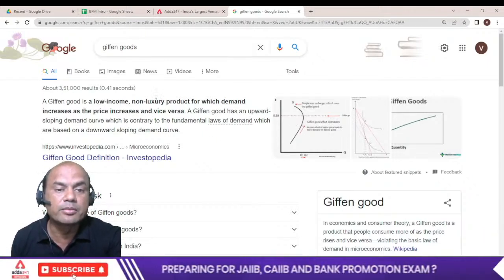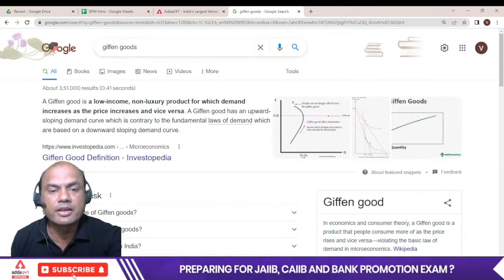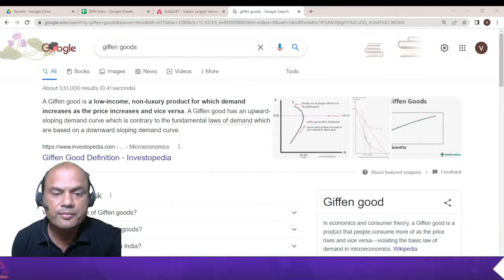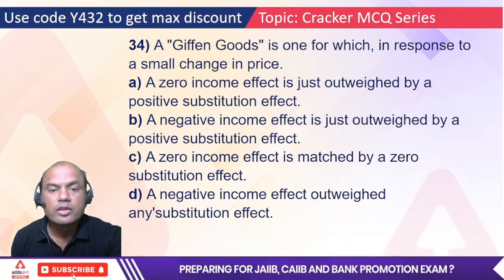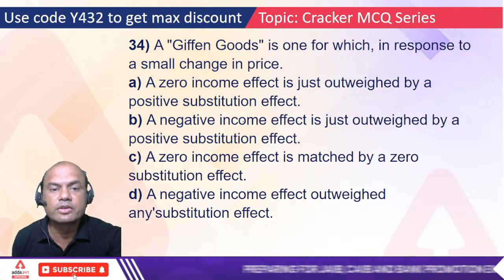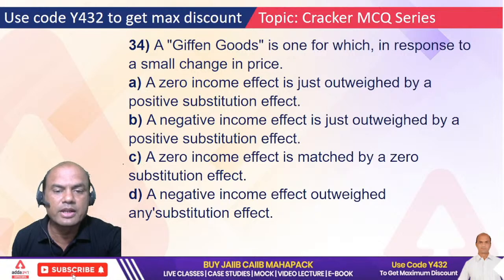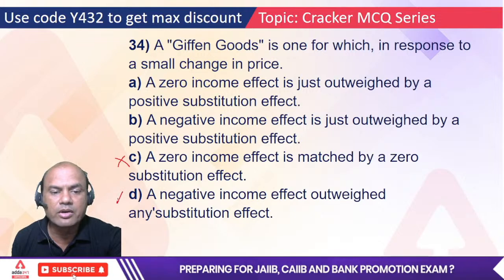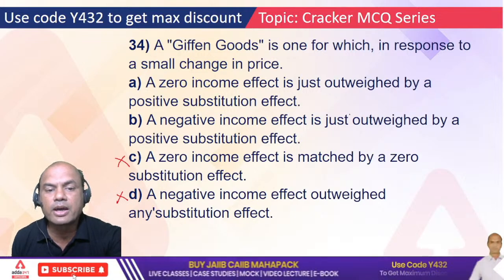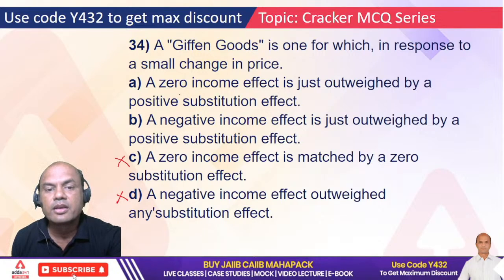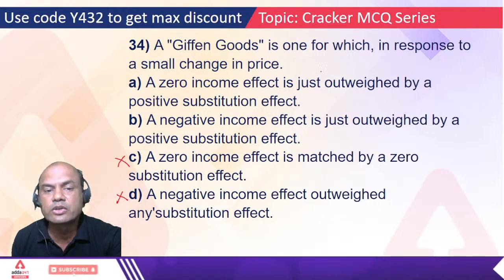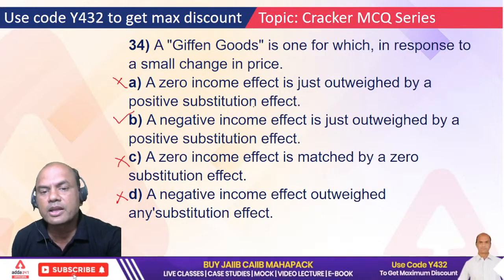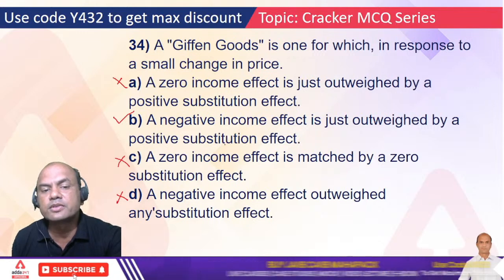So it's a low income, non-luxury good. Coming back to our question, what is the answer for this? Giffen goods, zero income effect. Okay, I'll give you one hint. Zero income effect is matched out. C is out. Negative income effect is outweighed by a positive substitution effect. A zero income effect is just outweighed. Zero income is out. So the correct answer is negative income effect is outweighed by a positive substitution effect.